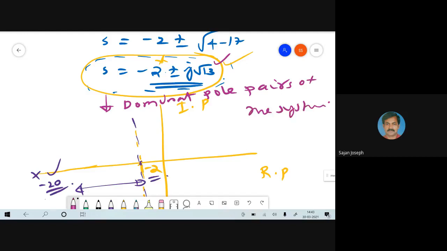Why are they called dominant pole pairs? Because the dynamic performance of the system is almost completely dominated by these two poles, and other poles have hardly any or negligible influence on the system's dynamic performance. That is why these poles are called dominant pole pairs. The system behavior is almost completely decided by the dominant pole pairs, not by other poles. So I hope that point is clear.